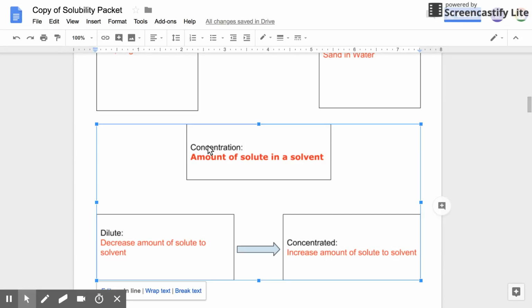The next set of words is concentration, diluted, and concentrated. So what we're looking at is concentration is the amount of solute in a solvent. Sometimes you can have high concentration, sometimes you can have low concentration.